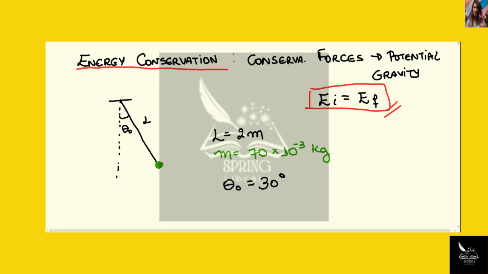Given this, what is going to be the velocity of the ball when theta is equal to 0? So what is going to be the velocity of the ball at this point?